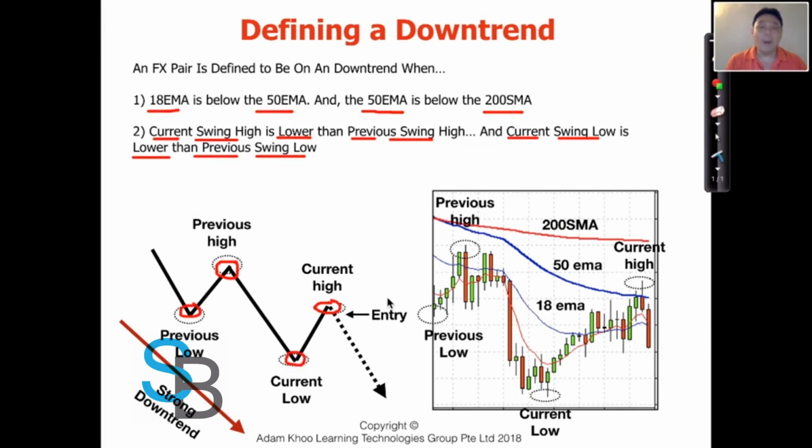So where's our entry? When do we go short? We are entering at the current high. We're going to enter somewhere there at the current high to catch the next impulsive wave down. Before you enter, you have to ensure that this current high, which you're entering, is lower than the previous swing high, and the current low, which is the most recent low, is lower than the previous low. So you have to see that pattern, lower highs and lower lows. Again, this doesn't always happen in the markets, so you've got to be patient and wait for this particular pattern to take the trade.